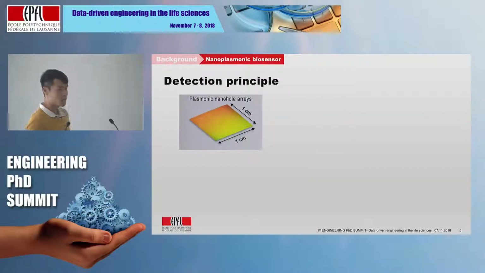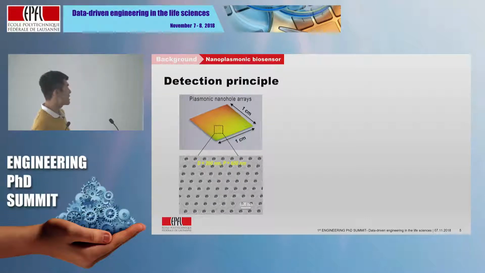So in our lab, we developed a plasmonic nanohole array biosensor chip for this label-free detection. This sensor chip only measures 1 by 1 centimeter. It's quite small. But if you zoom in onto the surface, it is composed of millions of nanoholes that are perfectly aligned across the whole surface. Each nanohole is only 200 nanometers and separated by 600 nanometers.